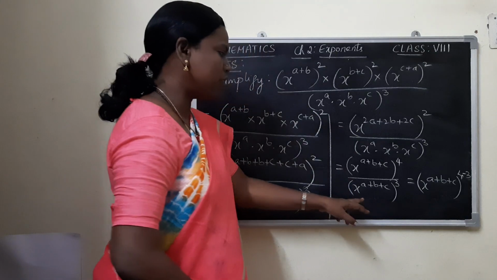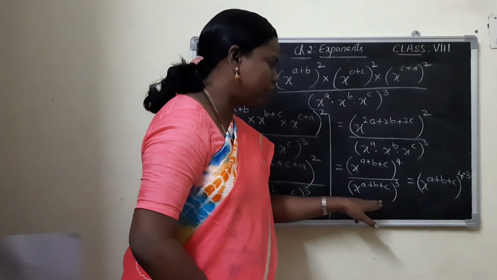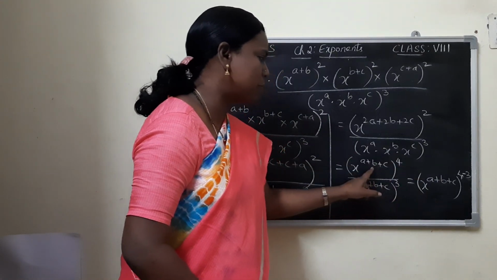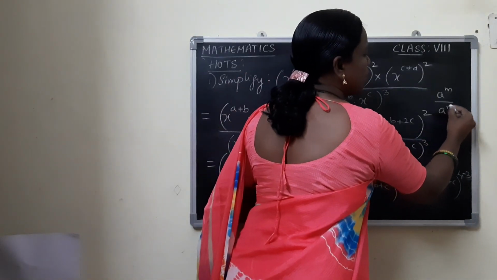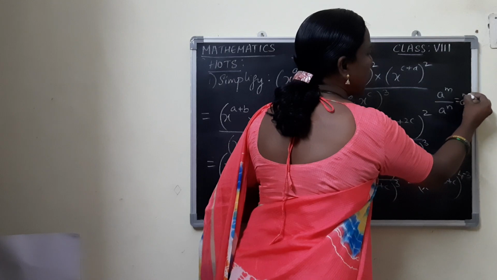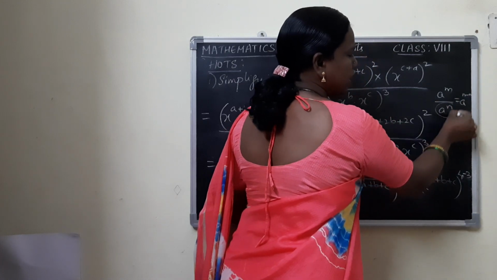The denominator we are not writing because we have taken it to the numerator since the bases are the same. Suppose a power m by a power m, what do we write? A power m minus n. So again we won't write anything in the denominator.